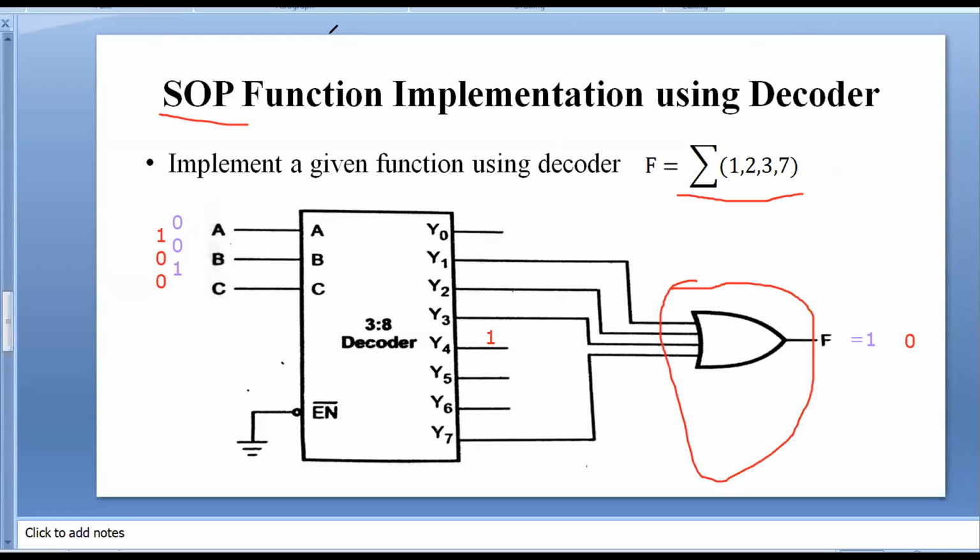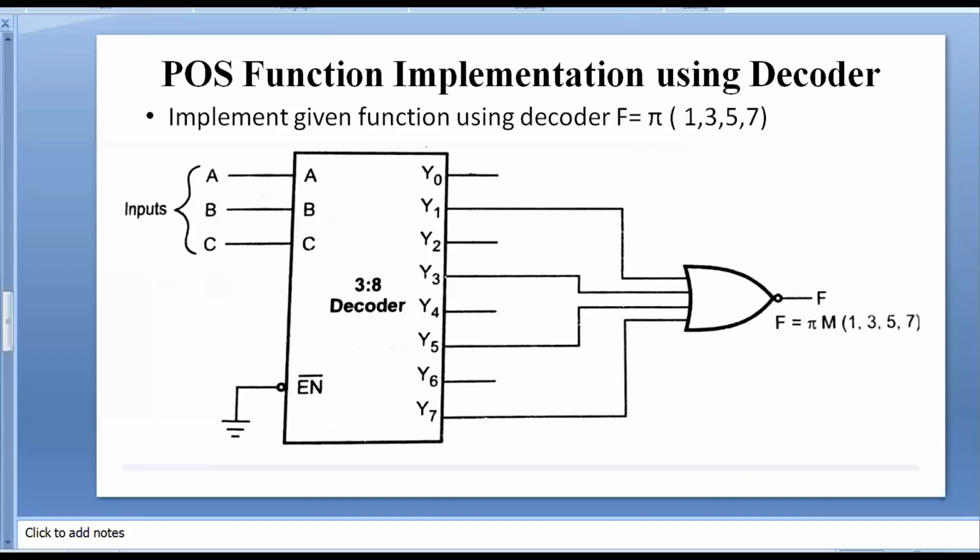Okay, we'll see one more example. We are taking the POS expression. The POS is nothing but product of sums function. We are going to implement this function using a decoder.